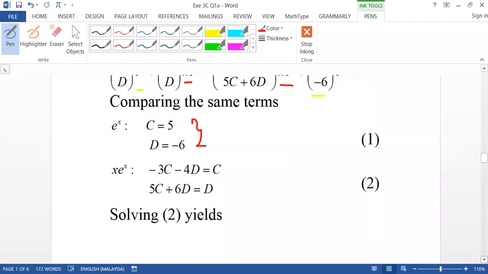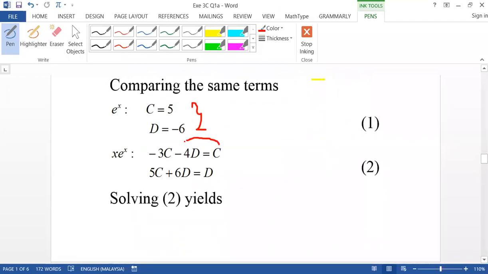You solve equation 2. Collect the same terms to your left side. Hence you have negative 3C minus C, negative 4C, minus 4D equals 0. And then you have another one, 5C, 6D minus D, so you have plus 5D, equals 0.